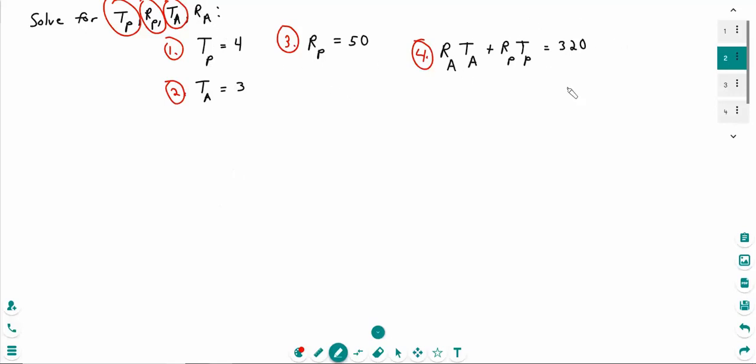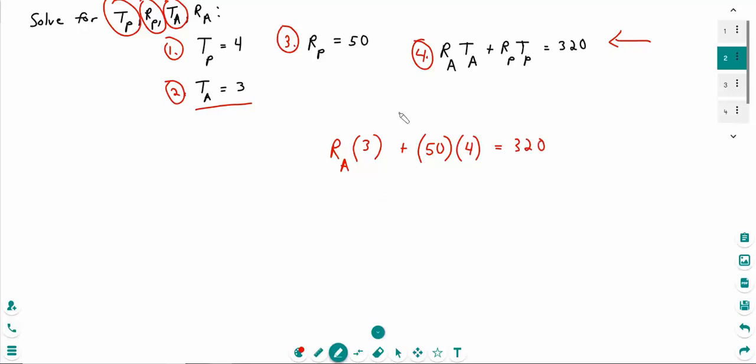That's where this big equation here comes into play. To solve for r sub a, we're going to use this equation, but we're going to plug into it everything we know about these other 3 variables. r sub a, we do not know, so that's just going to remain a variable, r sub a. t sub a is 3 based on equation number 2, so we can replace that t sub a with a 3. Then we have our plus sign, and then r sub p, which can be replaced with a 50. And then t sub p can be replaced with a 4. And then that equals 320.